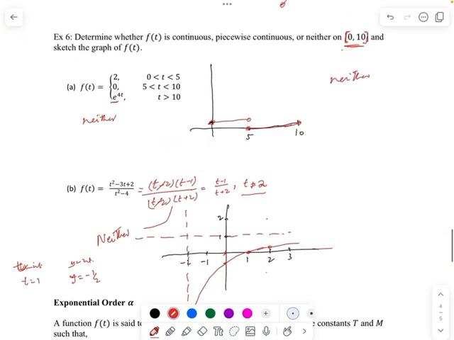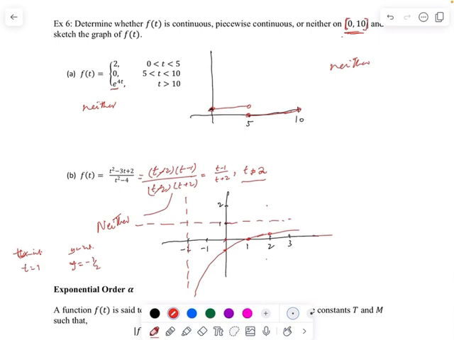Okay, next thing is exponential order alpha. So it will be in the next video.